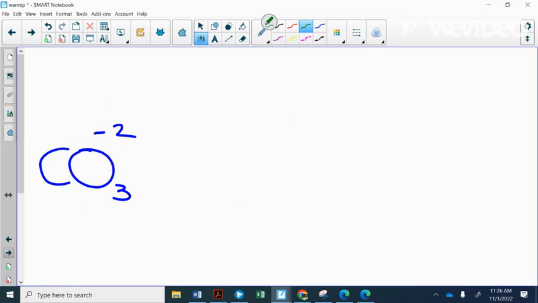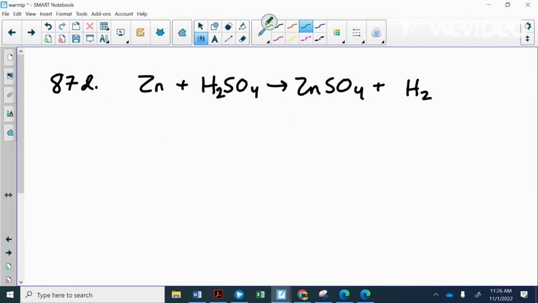I'm sad to say, though, that they're not all going to be that easy. This one's already balanced. You don't have to do anything here. 1 zinc, 1 zinc. 2 hydrogens, 2 hydrogens. 1 S, 1 S, 4 O's, 4 O's. Nobody has a charge. It's done. Did anybody get that? Last night when you told me it's already balanced, I was like, it's already balanced. There's nothing you need to do, right?